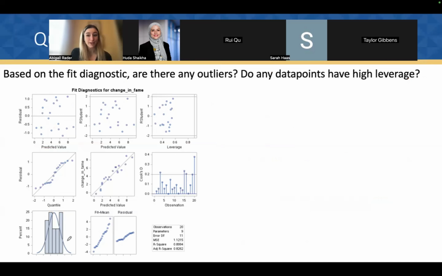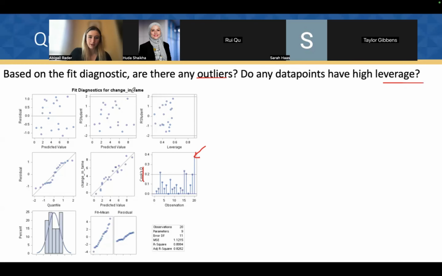Now we get into outliers and leverage points. This is tricky because it's important to remember what we're looking at. If you look at this plot down here, Cook's D, we do see some influential points. But we're not thinking about Cook's D. We're not asked about influential points. We're asked about outliers and leverage points.